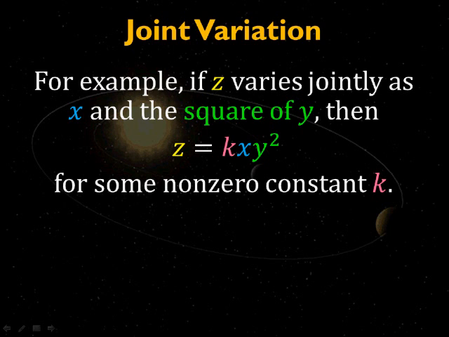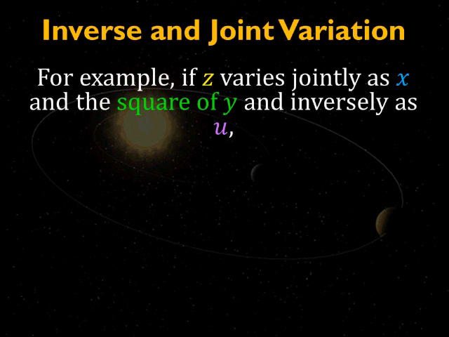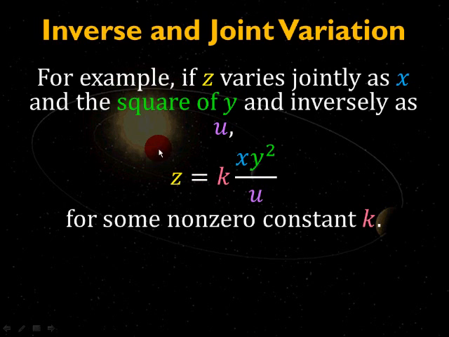Now let's add another wrinkle. If z varies jointly as x and the square of y and inversely as u, what you need to look at is you have the joint variation between z and xy squared, but you also have an inverse variation between z and u. So z equals kxy squared all over u, for some non-zero constant k. So you might have to combine different things. Just work at them slowly, break it down into pieces, and it'll make it a little easier for you.